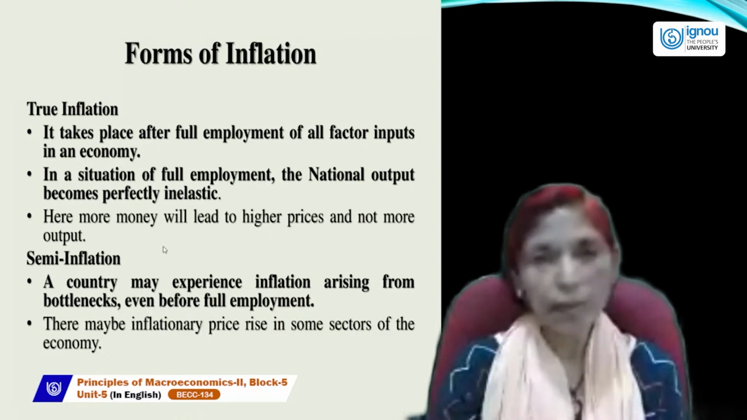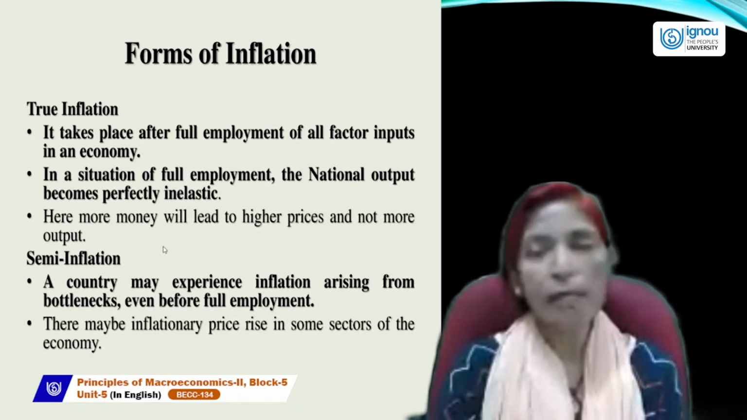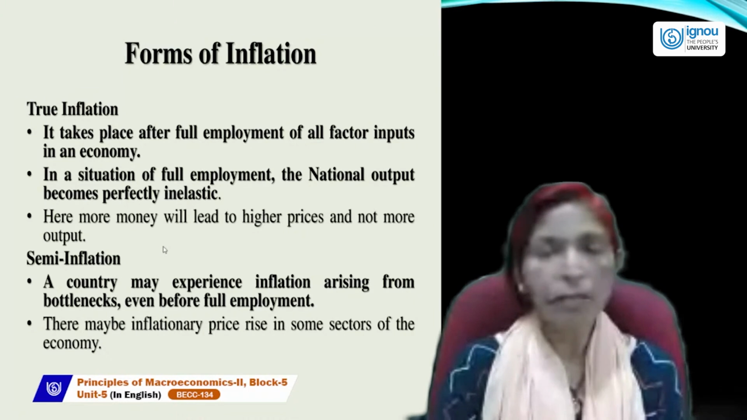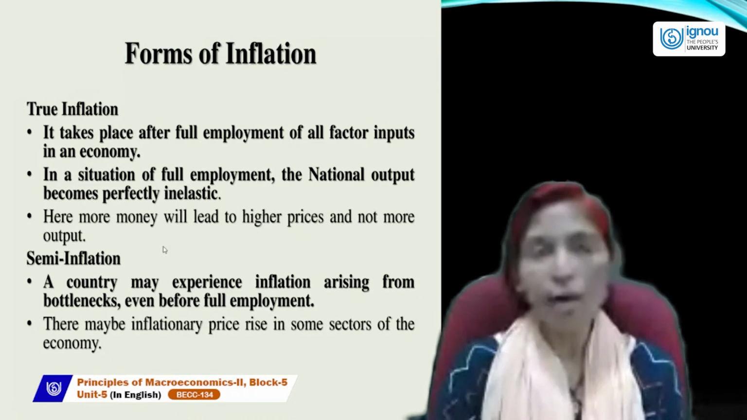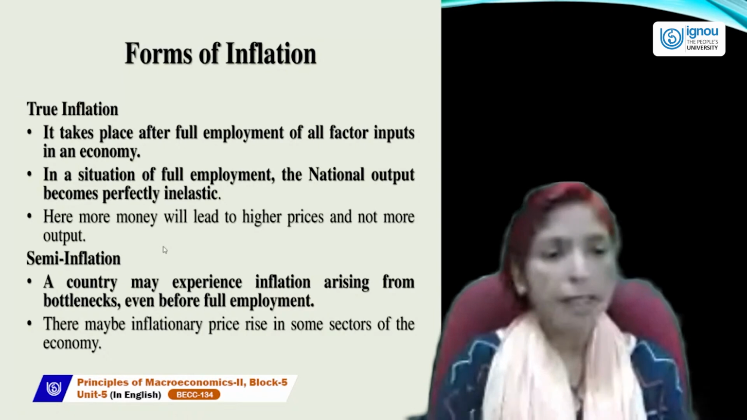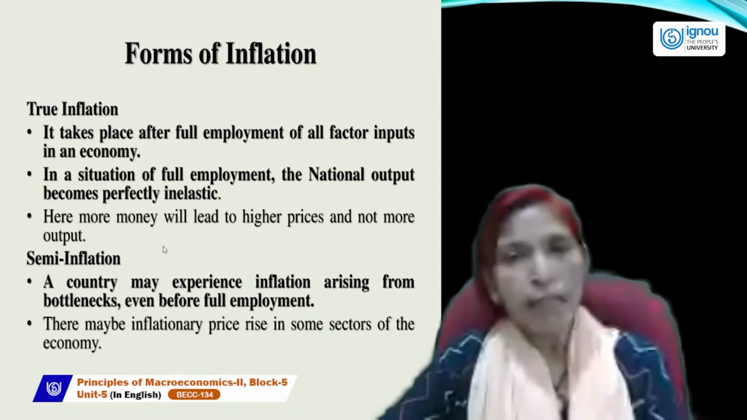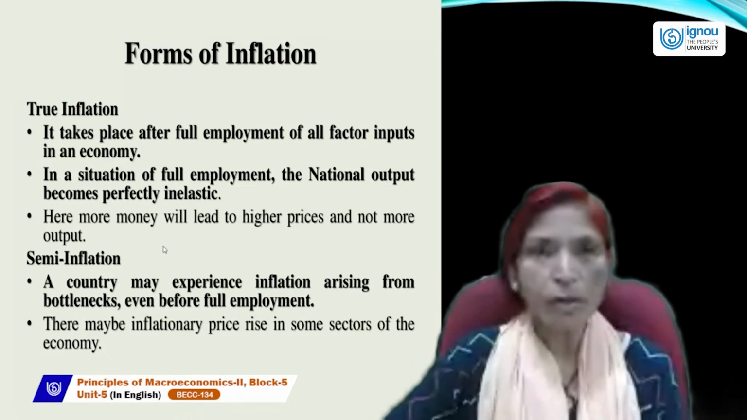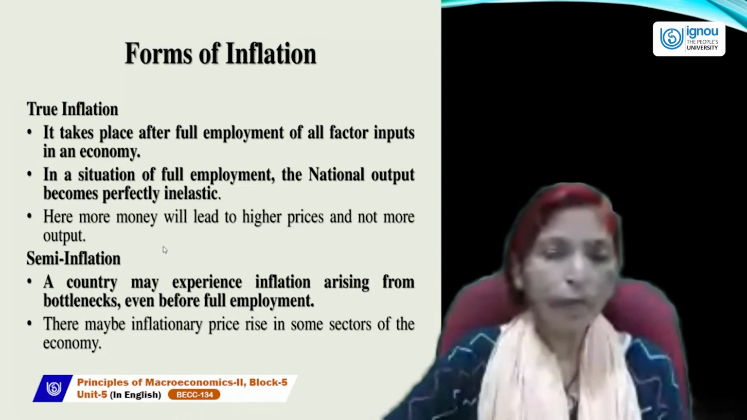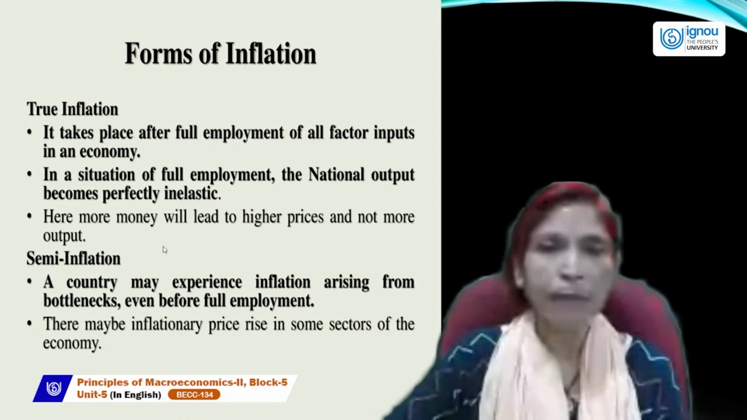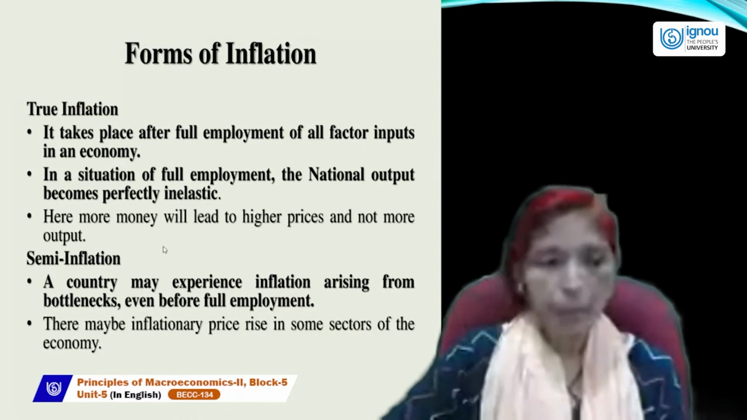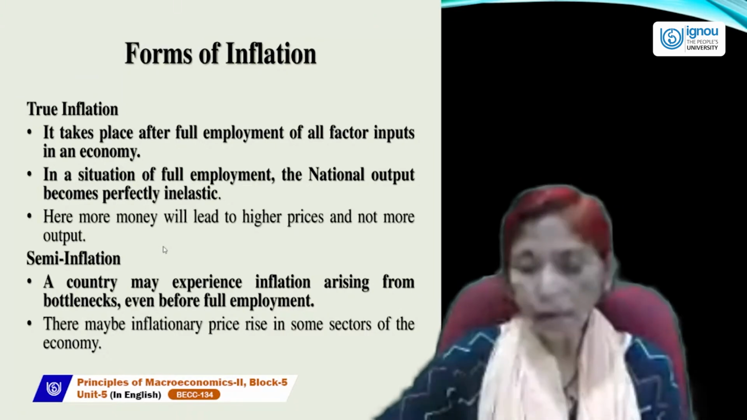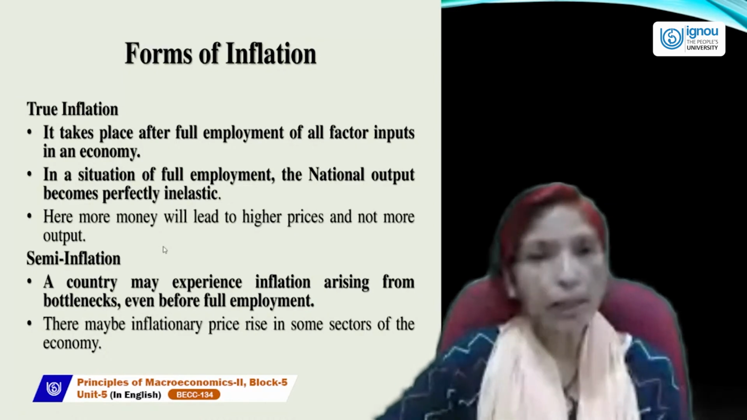So the full employment level is a point where we can decide whether inflation will exist or not. If we have achieved full employment, then definitely price level will rise. Beyond that level, no income will rise, national income will not rise, output level will not rise, and employment level will also not rise, only price level will rise. That is called true inflation or real inflation. But semi-inflation always exists before the full employment level, not after it. It may be an inflationary price rise in some sectors of the economy, primary, secondary or tertiary.